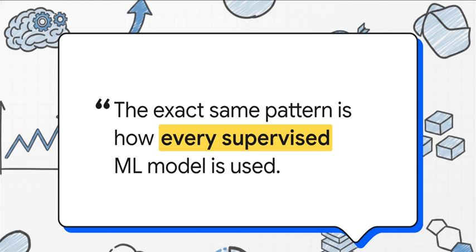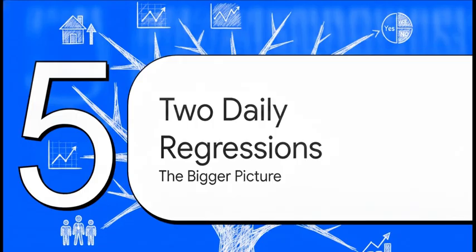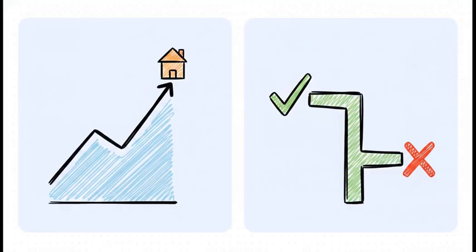All right, let's zoom out a bit and look at the bigger picture of how this concept branches out. Which brings us to our final section, Section 5, 2 regressions you meet daily. While predicting a continuous number, like a house price, is obviously super useful, it is definitely not the only way regression is used out in the wild. There are really 2 main flavors you're going to encounter.